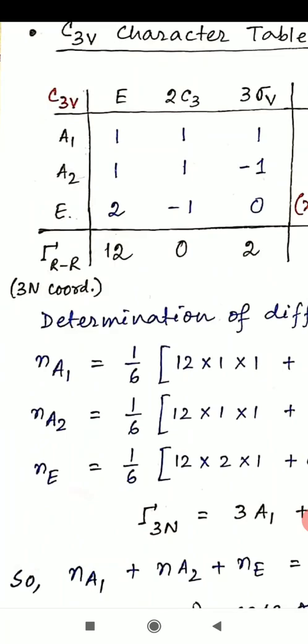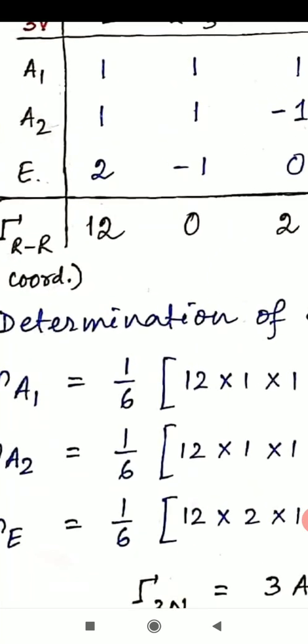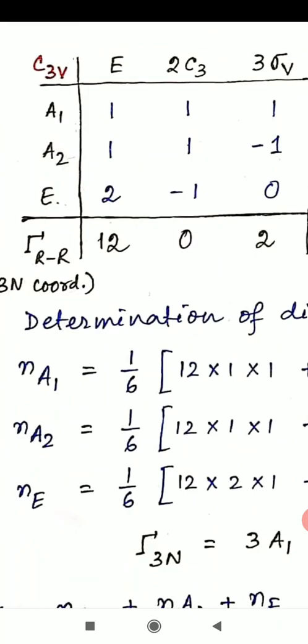So why have I written A1, A2 and E? I think you guys know about that, because in case of the identity, where the value is 1, you have to write A or B, and if the number is 2, you have to write E. So in case of E, where the 2 is there, that is our E, and where it is 1, we have to write A or B. But if we look at the C3, both are positive 1, that's why I have written A in both the cases.